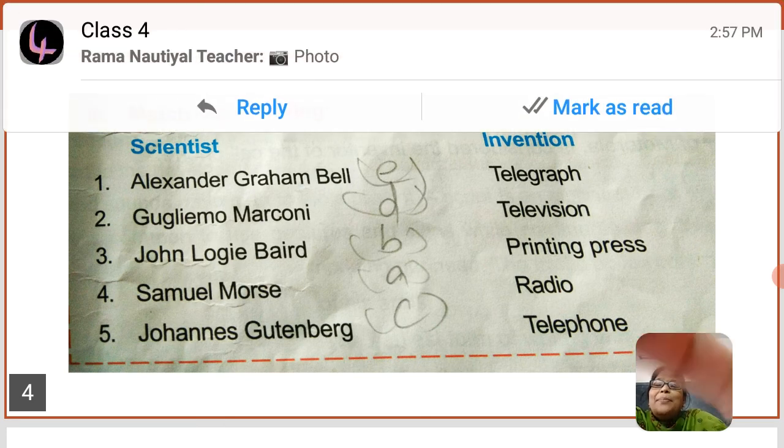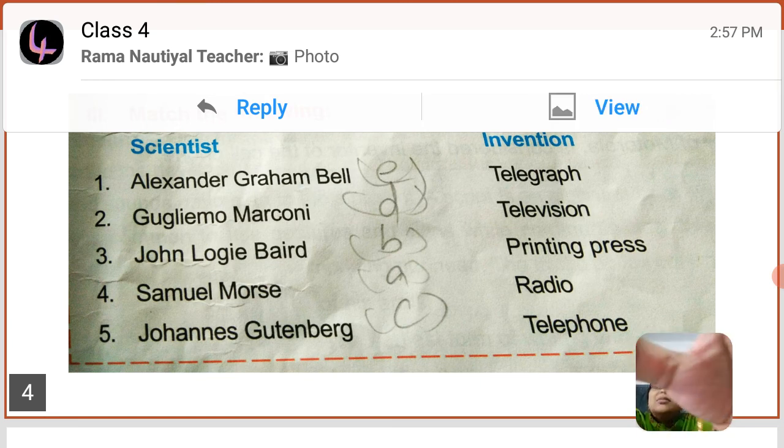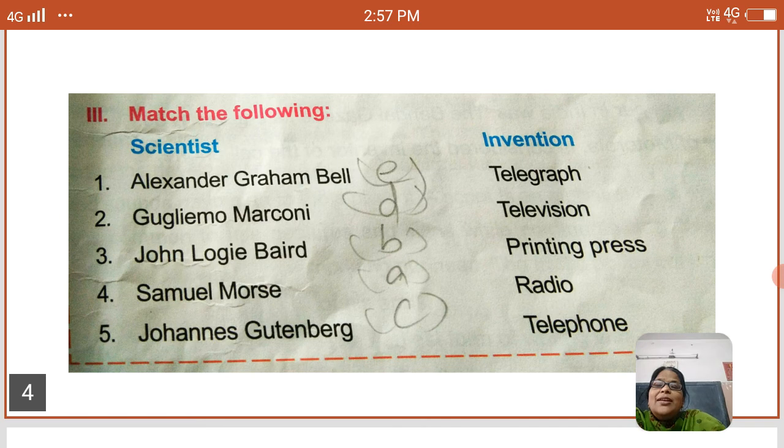So, Alexander Graham Bell, telephone. Guglielmo Marconi, radio. John Logie Baird, television. Samuel Morse, telegraph. Johannes Gutenberg, printing press.